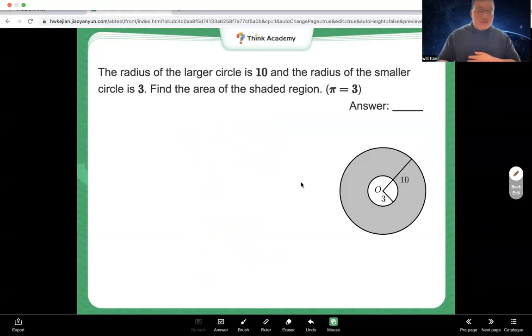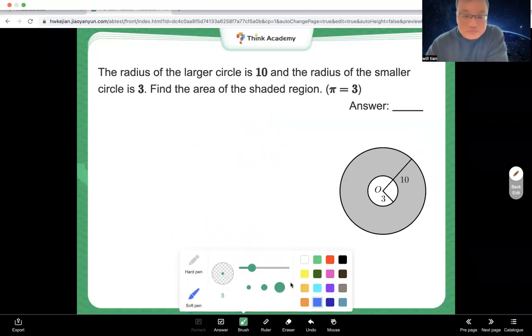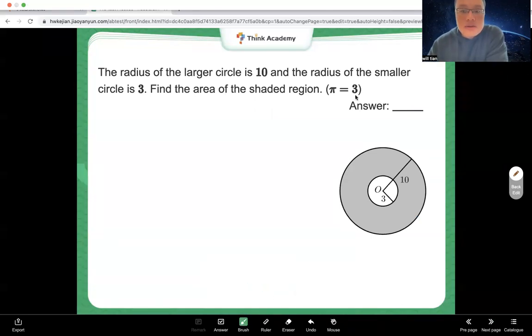One more question. Next one. As for this one, the radius of the large circle is 10 and the radius of the smaller circle is 3. So what's the area of the shaded region? If you want to get the area of the ring, guys, you have to use the larger circle's area take away the area of this small circle in the center. That gives you the area of the ring.